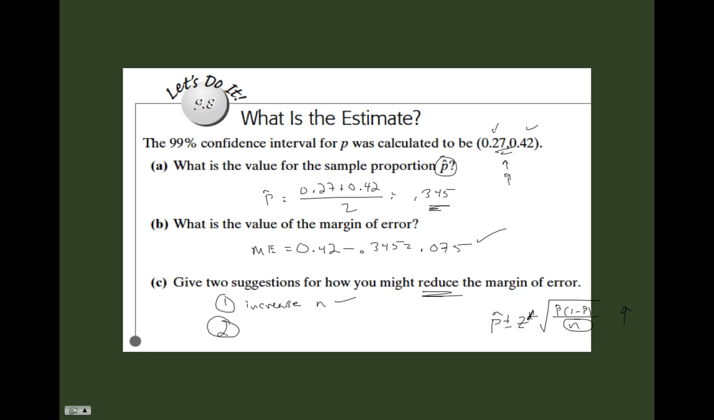The second way to reduce the margin of error is to reduce the level of confidence. The reason for this is that the level of confidence is defined by how much area we're looking at under the normal curve. So if I reduce the area from, say, 95 to 90 or even 80, then those boundary values for z star are going to move in. So the two ways we can reduce the margin of error are to increase the sample size, probably the best choice, or to reduce the level of confidence.